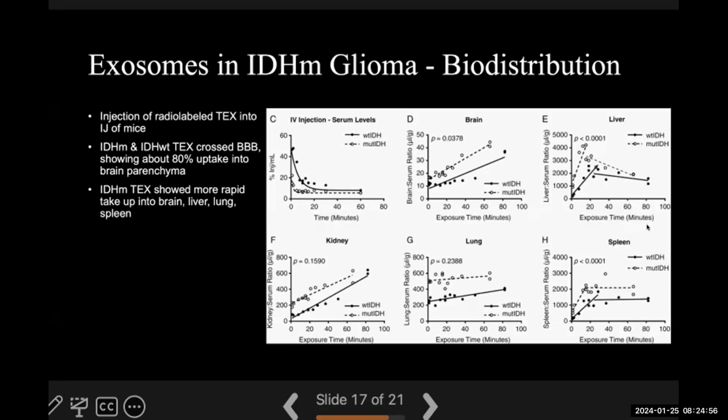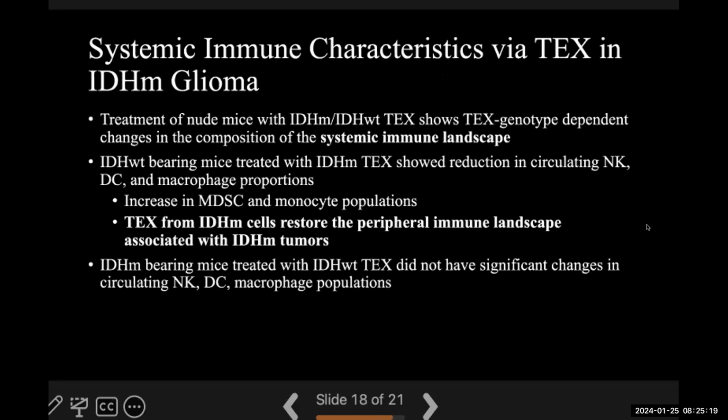So definitely there's a bidirectional communication between exosomes and the site where you have tumor growth that leads to some kind of communication with the periphery in terms of immune regulation and other chemotactic factors. So looking at really the influence of tumor-derived exosomes and the systemic immune characteristics within IDH mutant glioma.